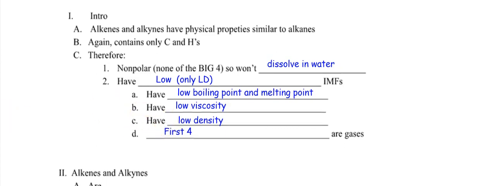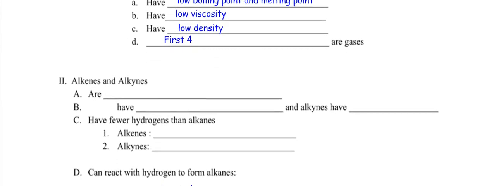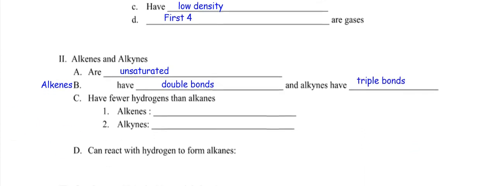So what about alkenes and alkynes? How would I classify them? They are unsaturated. What does that mean? So, folks, I had a typo here. This is supposed to be alkenes. I think I left out the L. Alkenes will have double bonds. And your alkynes will have triple bonds, right?